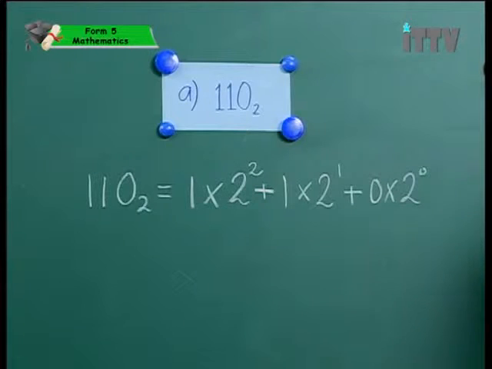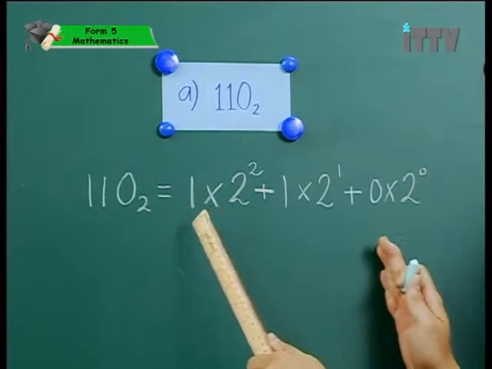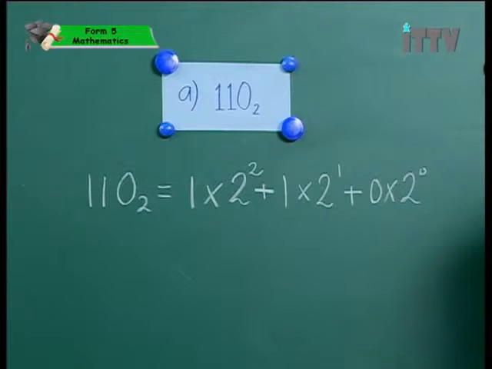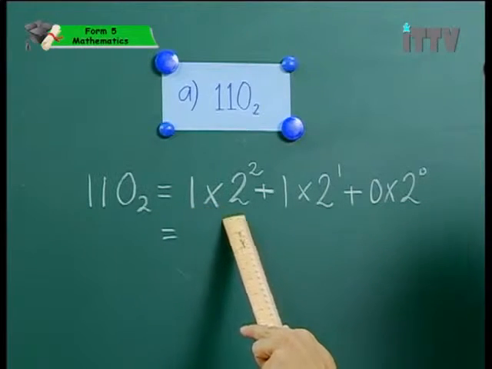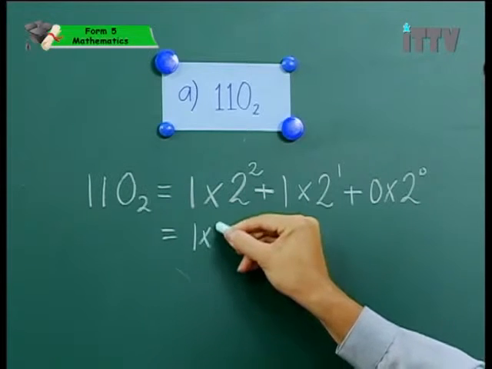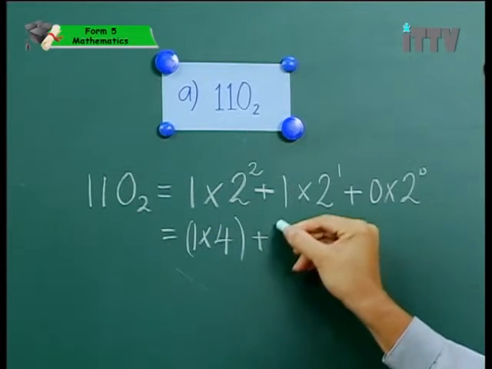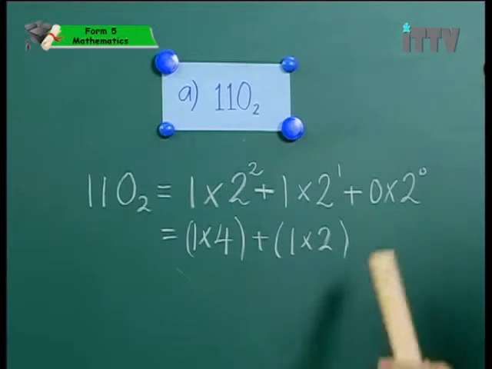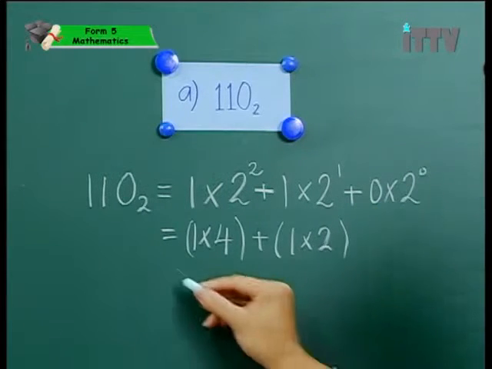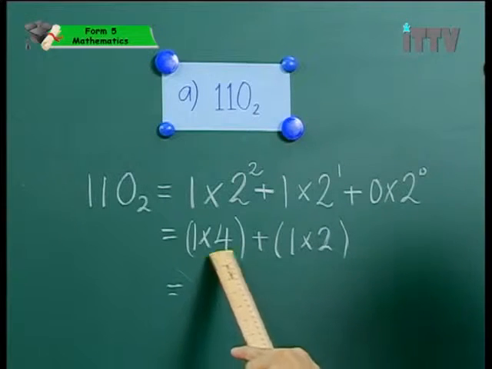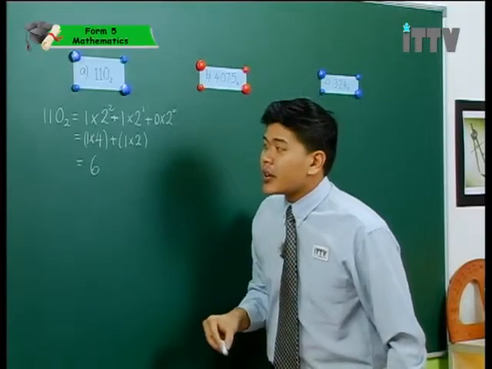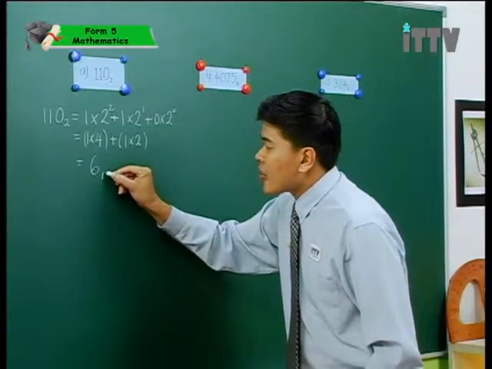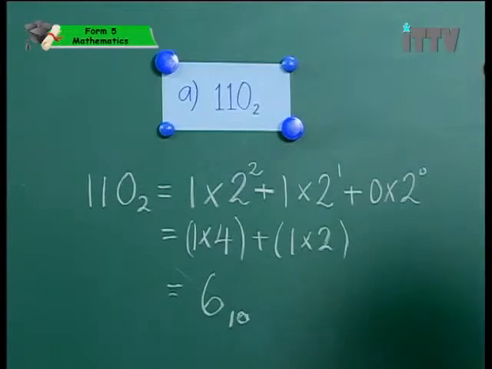Next, sum up this expanded notation as a single number, and the number that you get will automatically be a number in base 10. So what is 1 multiplied by 2 squared, which is 1 multiplied by 4, added with 1 multiplied by 2, and this will give you 0. So what we get here is 4 plus 2, which is 6. So this 6 is a number in base 10.